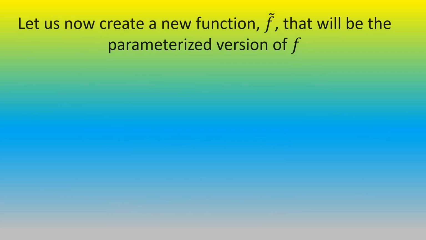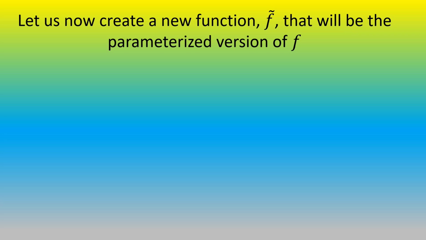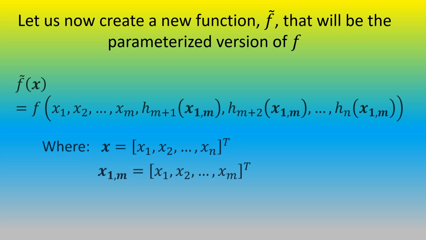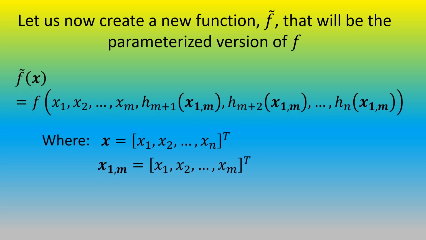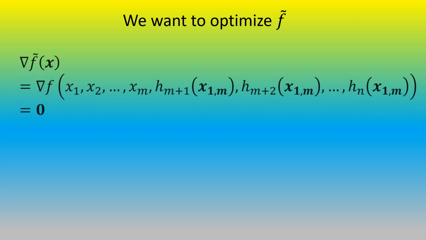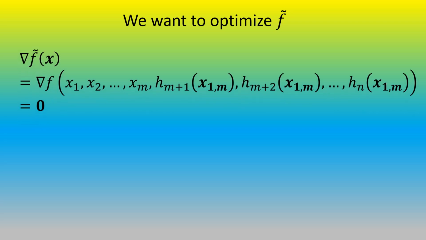So let us now create a new function, f tilde, that will be the parameterized version of f. So f tilde of x will be equal to the function of the first m independent variables and the last n minus m dependent variables. So essentially, f tilde is the function that we want to optimize. So we're going to set its gradient equal to 0.